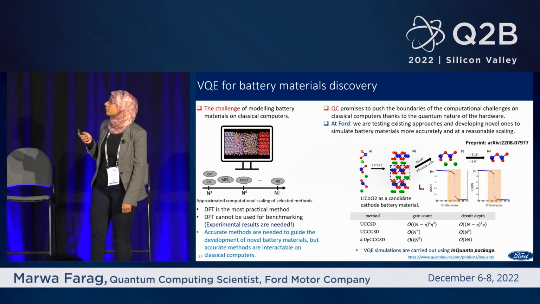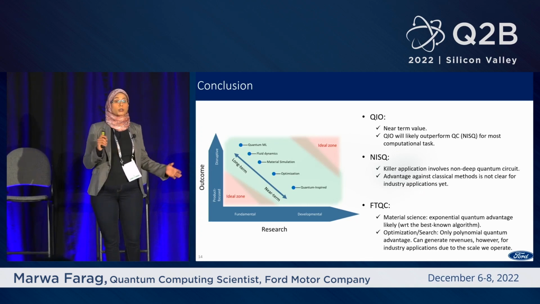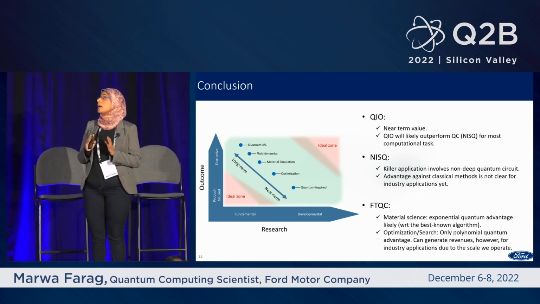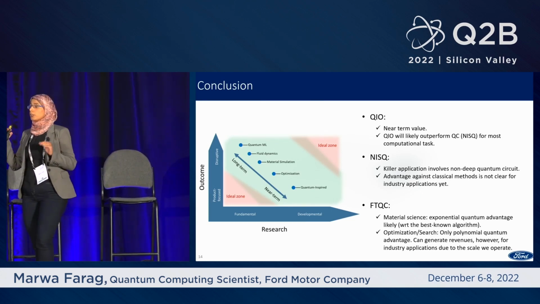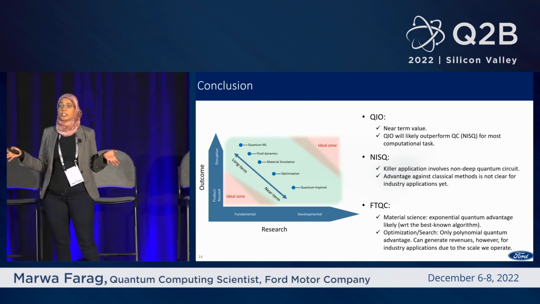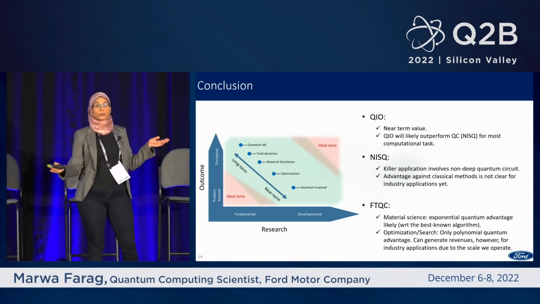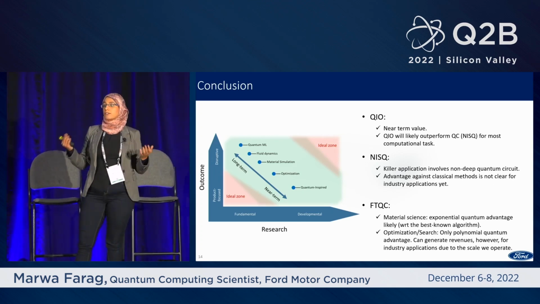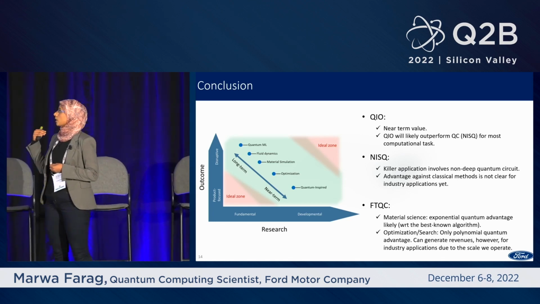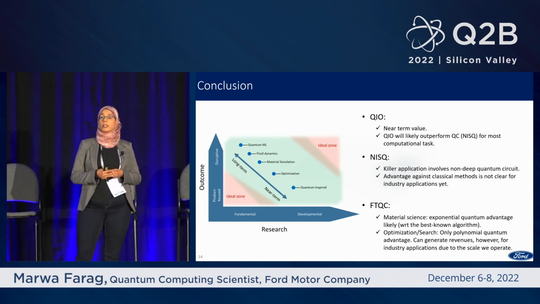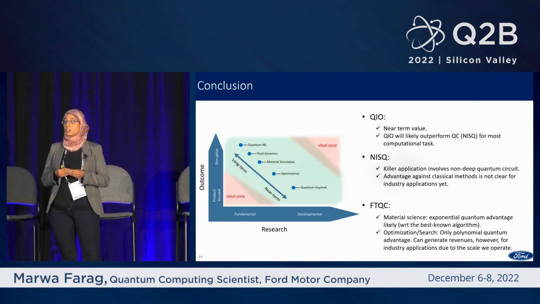I'm not going to go into details here. In conclusion, what we observe is that quantum-inspired optimization can add value today, and it is likely to outperform quantum computing in this NISQ era. The reason is that for NISQ, we are limited in the number of qubits because of noise, so we need to use short circuits. As for the advantage against classical methods, considering the scales we operate at in industry, it is still unclear whether we will have a quantum advantage.